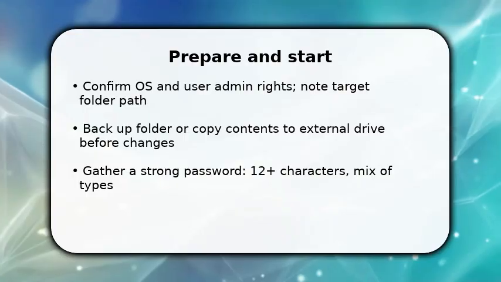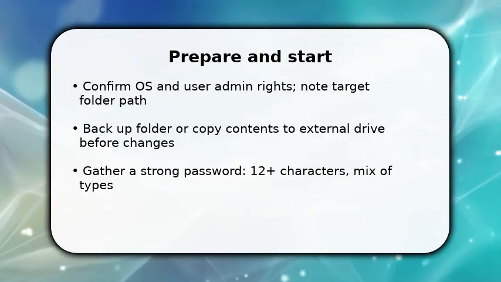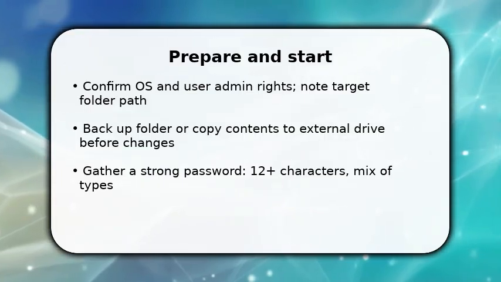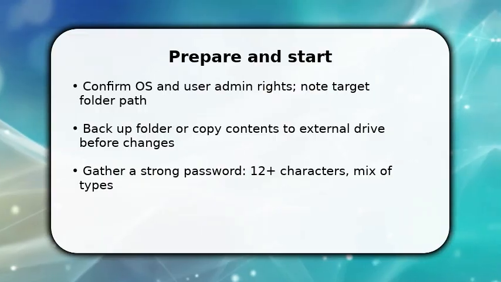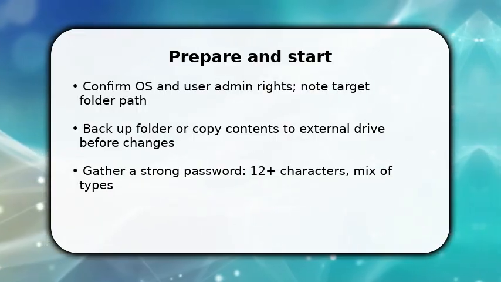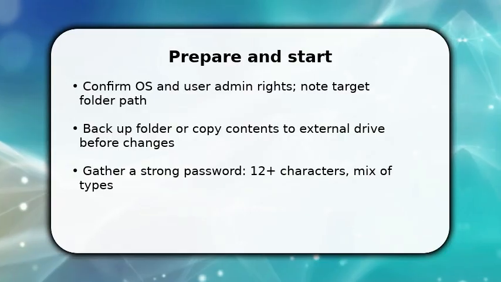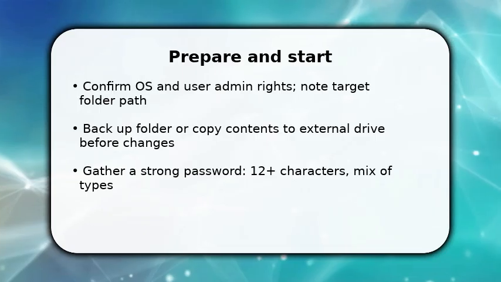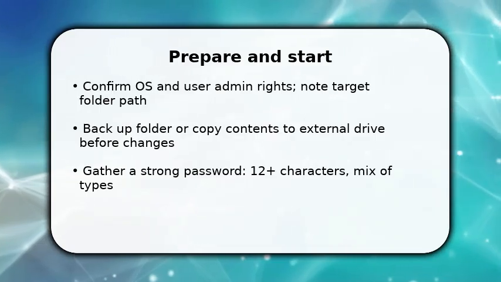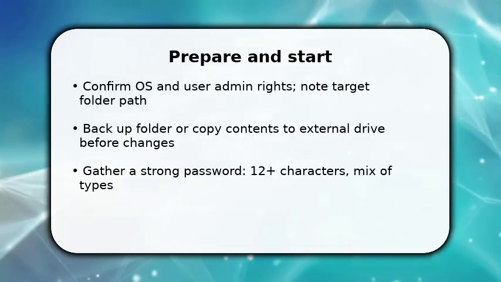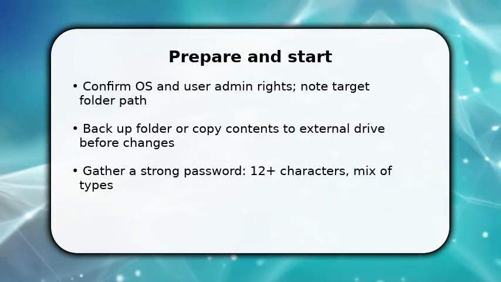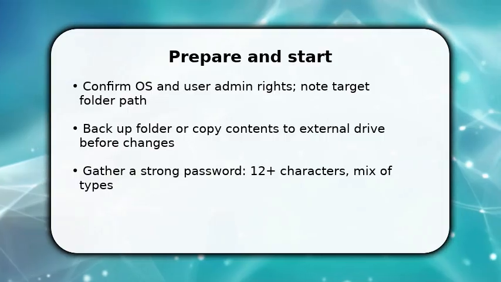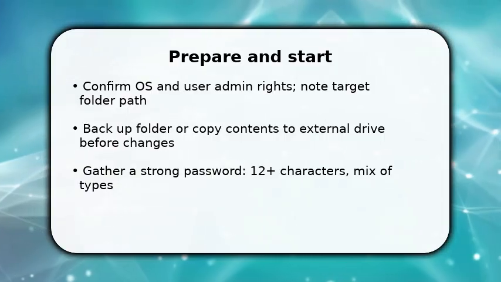Enjoy the video. You begin by confirming your operating system and that you have administrator access. This matters because permission changes require elevated rights. Once done, back up the folder, copy it to an external drive or archive so you can recover files if something goes wrong. Next, choose a strong password, at least 12 characters with upper, lower, digits, and symbols. Make sure you know the exact folder path and close apps using those files. Then proceed to the method for your OS.